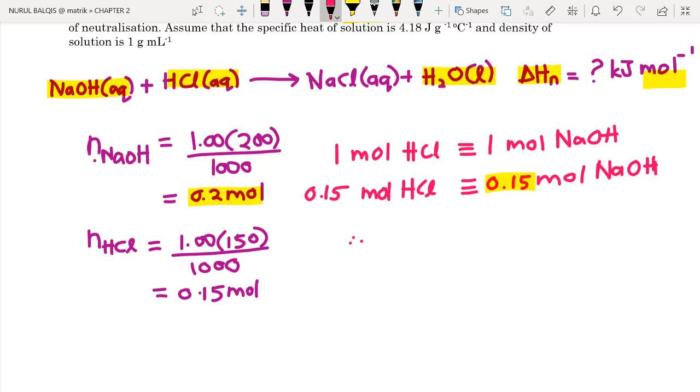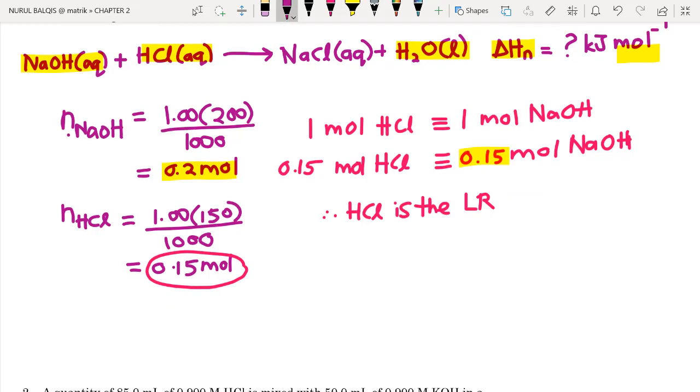Therefore, it can be concluded that HCl is the limiting reactant. So we're going to use this 0.15 mole as the number of moles to calculate the delta H of neutralization. Since our question didn't give any information regarding a calorimeter, we're going to conclude that our Q reaction is solely based on the Q solution. So we know that our Q solution is going to be MC delta T, with respect to the solutions involved.